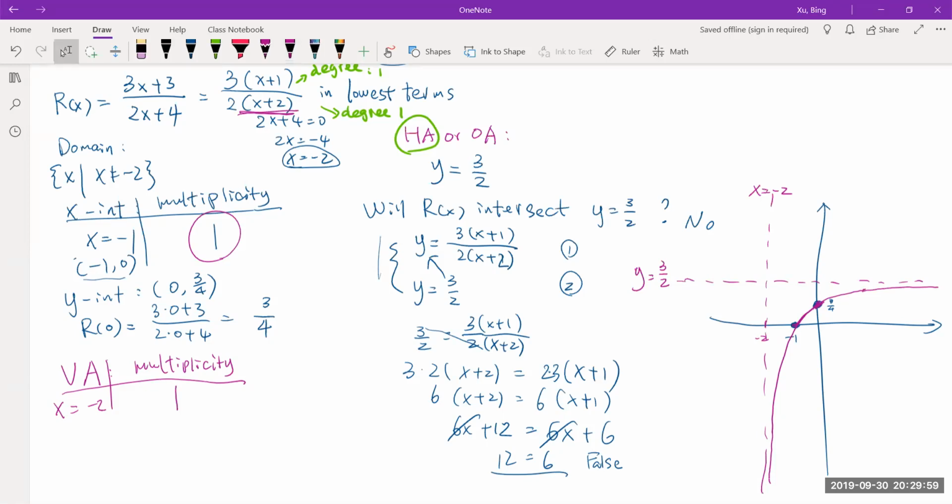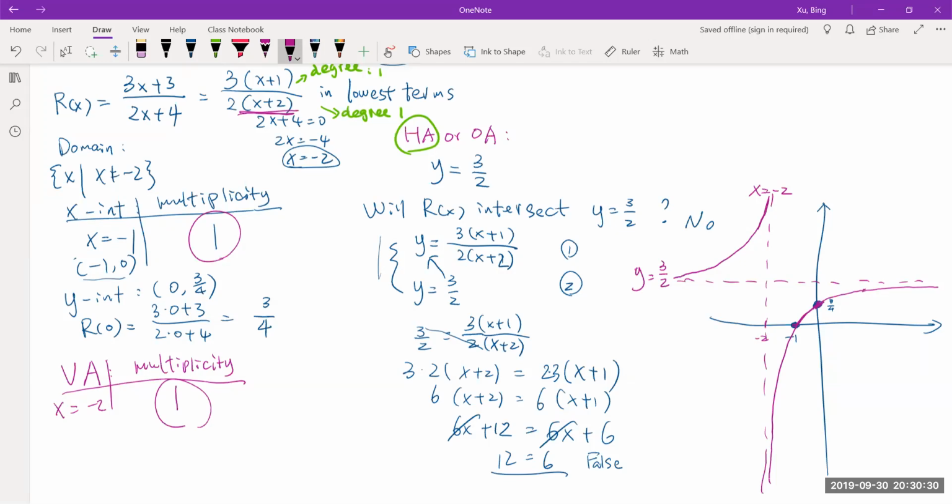What about the left part of this vertical asymptote? Since on one side, your graph on the right side is going down, the other side is going up because the multiplicity for this vertical asymptote is 1, which is odd. And your graph won't cross this y equals 3 over 2, the horizontal asymptote anymore. So we'll just get closer and closer to it, like that. So this is your graph.